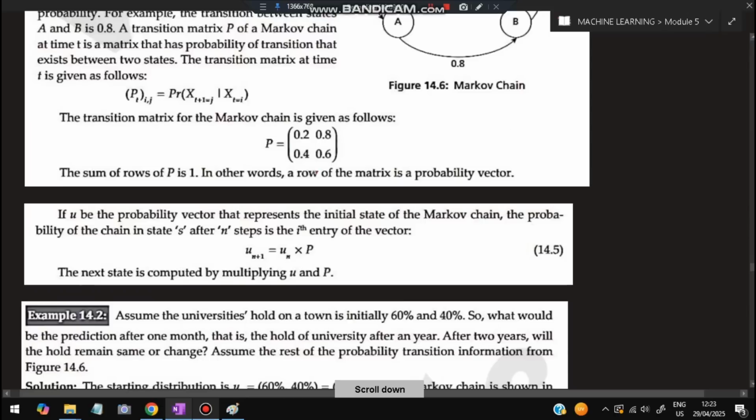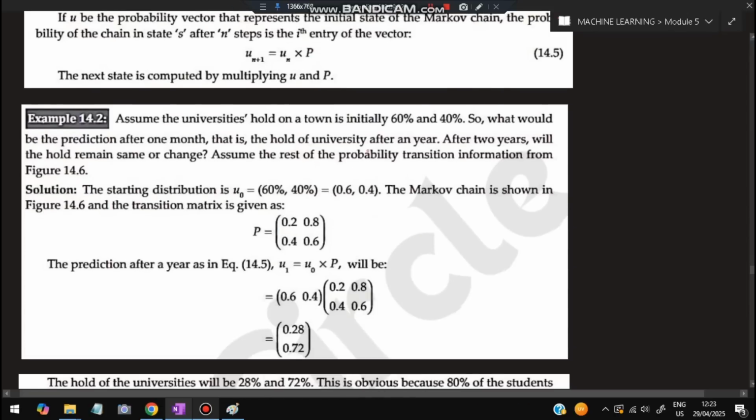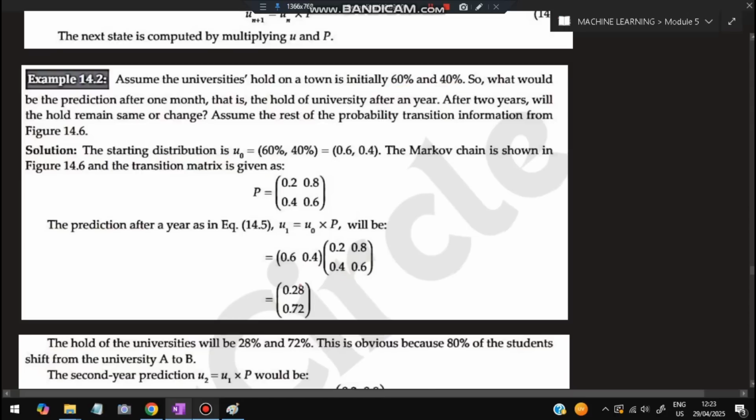Now for example, this is the starting state. They have given that 80% go to university B, and from university B, 60% come here to university A. After this is given, what you have to first calculate is the starting distribution. They will give 60 and 40. Take 60 and 40 and multiply it with this, and you will get two answers, 28 and 72. So next year 28% might go and 72% might come.